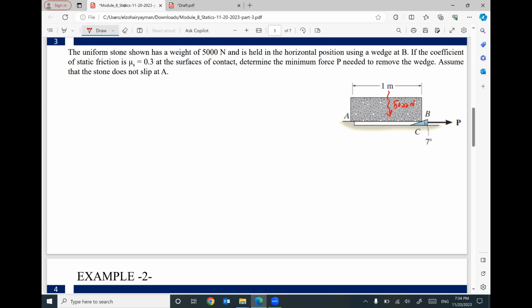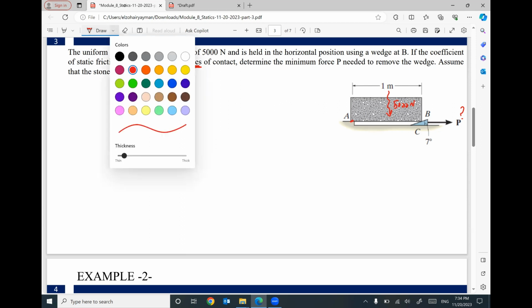If the coefficient of static friction is equal to 0.3 at all surfaces, whatever the two surfaces of contact, we need to figure out the minimum force P needed to be applied to the wedge to remove the wedge. We are trying to remove the wedge from under the stone. Can you tell me how much minimum force we need to apply? Does that make sense? So we have an assumption here that the stone will not slip at A. So this point is fixed, no slip at A.